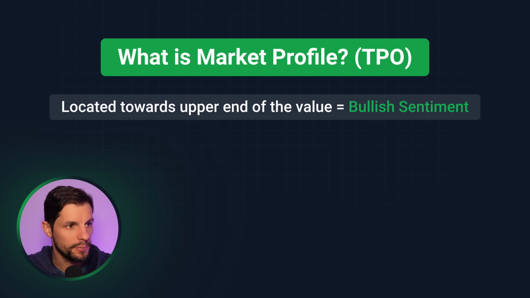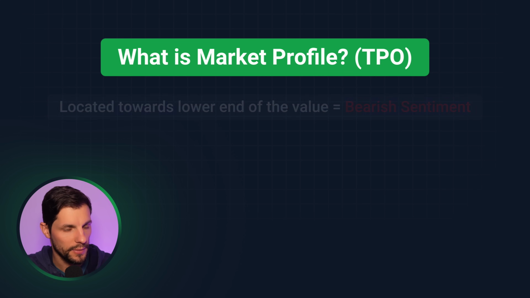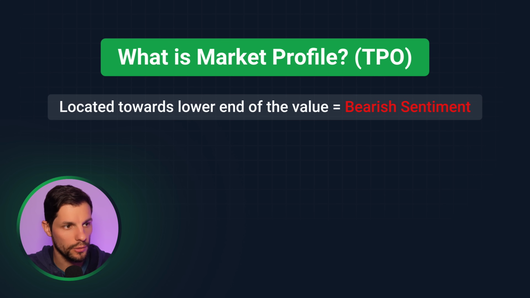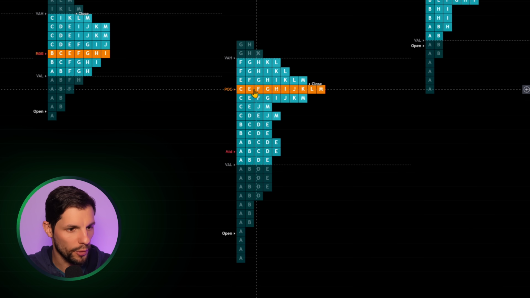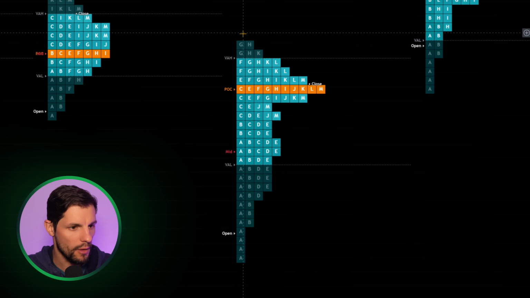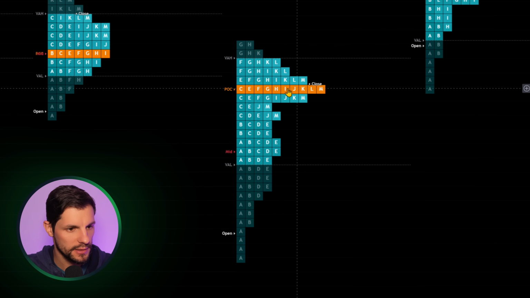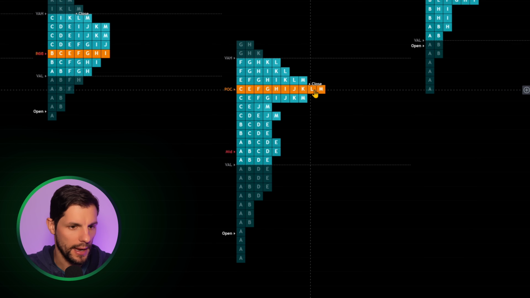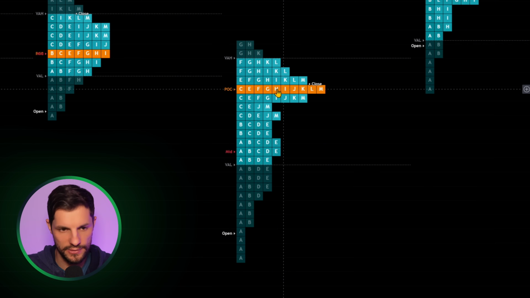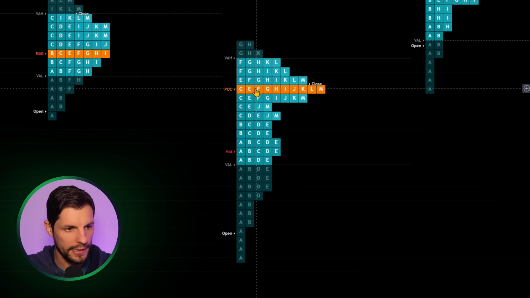For example, if the POC is positioned near the upper end of the value, then it suggests a bullish sentiment. Inversely, if the POC is closer to the lower end of value, it may indicate a bearish sentiment. For example, we can take a look. There's one here. So here's the point of control. So this is where on this day, on this trading range, we spent the most amount of the time around, for example, in this case was 6,071. So that is the point of control.